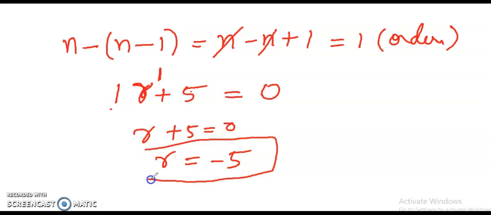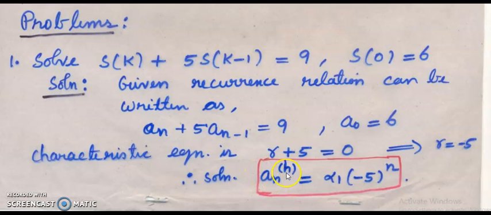So the roots are real and distinct. We can write the solution when r is minus 5. We call it the homogeneous solution, a_n^h. Since we have to find the non-homogeneous solution also, first the characteristic equation and its solution: the homogeneous solution is alpha 1 times minus 5 raised to n.